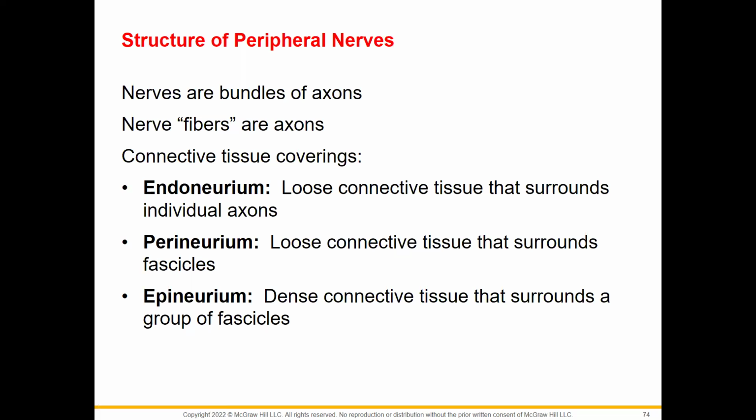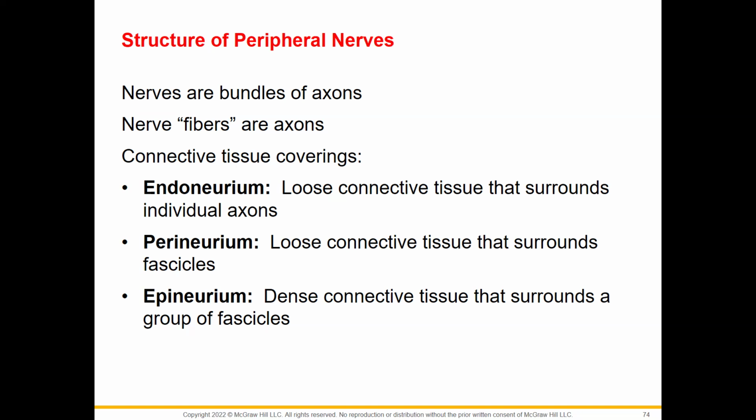So, the structure of peripheral nerves. Nerves are basically just bundles of axons. When we talk about a nerve, it is a bundle of axons coming from nerve fibers. All right, nerve fibers. There is connective tissue that covers these structures.